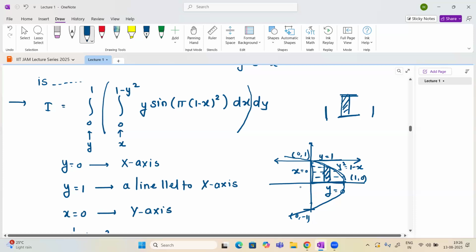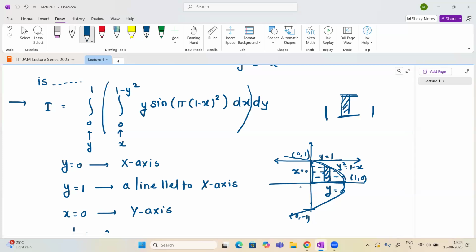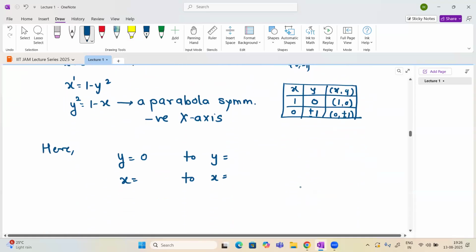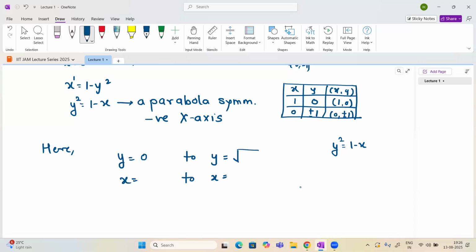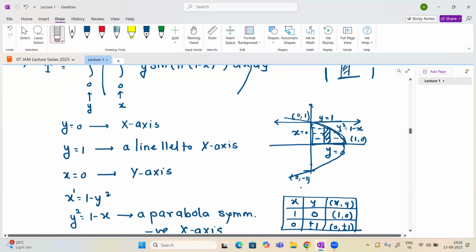Bounded below, bounded above. The strip is bounded above by this part of the parabola, right? Whose equation is y square is equal to 1 minus x. But we want simply y, so y is equal to root 1 minus x. Agree with me? Now, what did I say?